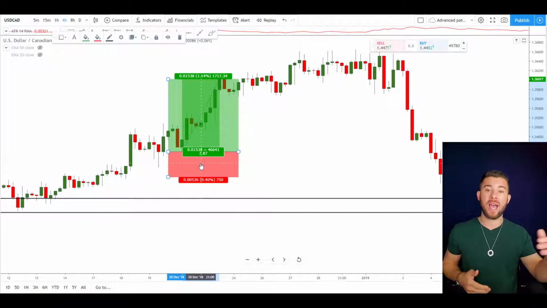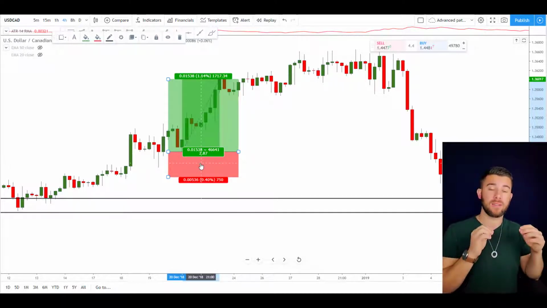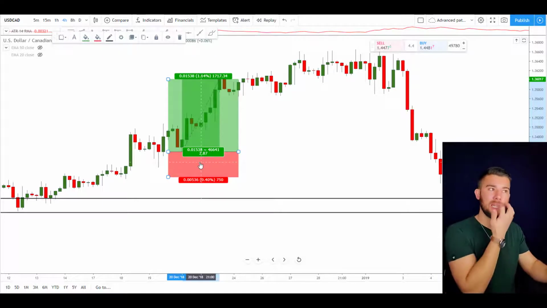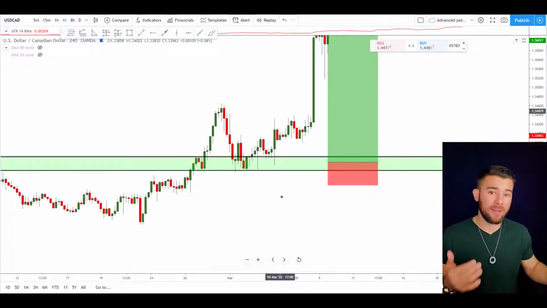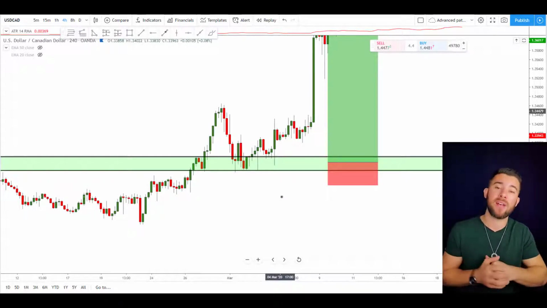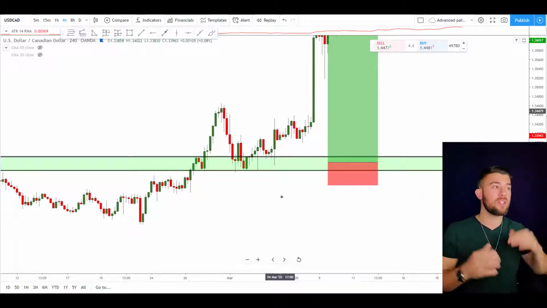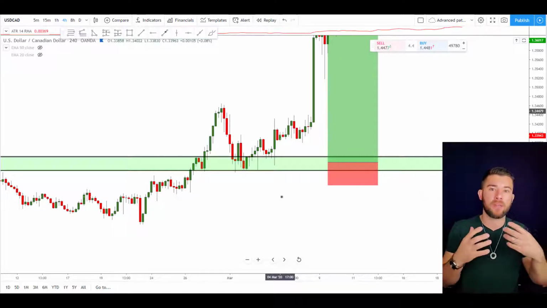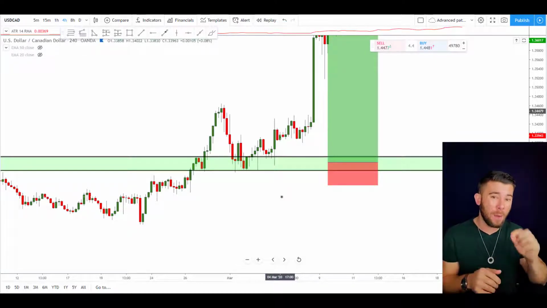Now let's dive into our last type of pullback, which is going to be the deep retracement. So let's dive into the deep retracement right now. And we're going to do that on the same trade we've been looking at for the deep retracements this whole time, the dollar Canada trade that we sent out in email analysis a couple of weeks ago that ended up being this huge runner, huge run up. And the reason we had the opportunity to do that is because we knew about this type of retracement and how powerful it could be.